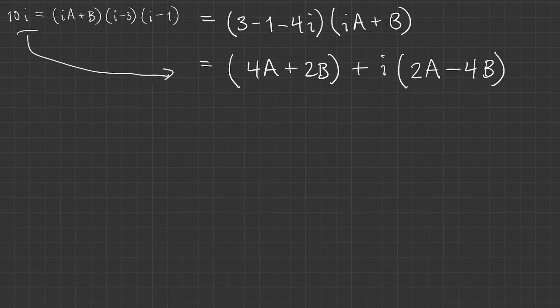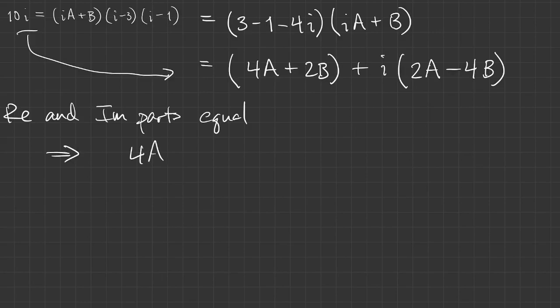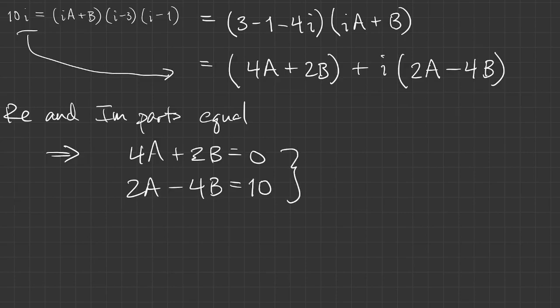But remember, complex numbers really have two real pieces of information. So I can equate the real and imaginary parts of this. That tells us that the real part, 4a plus 2b, is equal to the real part of 0 on the left, and 2a minus 4b is equal to the imaginary part, which is 10. So this is two equations with two unknowns, which you know how to solve.